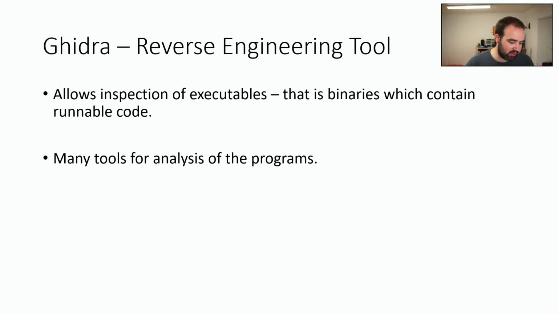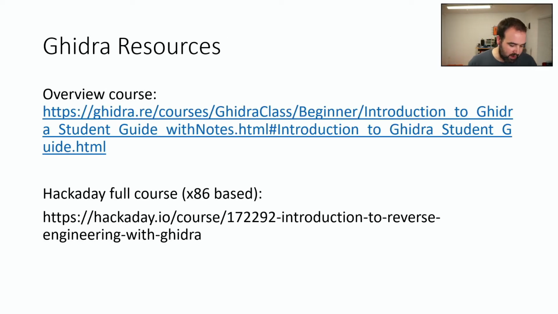So this will allow us to do inspection of executables. Remember we talked about binaries, and we said binaries could be executable or other things. It doesn't necessarily directly have to be an executable file, but if it's an executable binary, we can analyze it in Ghidra. And there are many tools for analysis of these programs, so there are lots of plugins and things we can do on top of this.